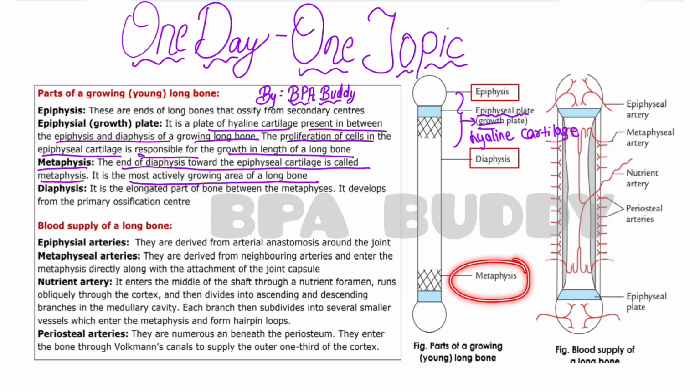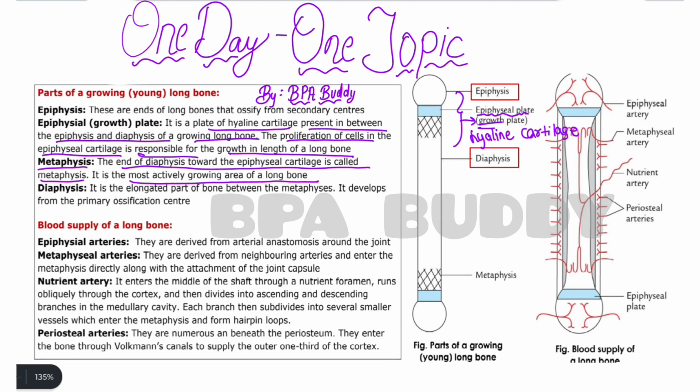So here is the metaphysis. It is the most actively growing area, and it is the end of the diaphysis. Diaphysis is the elongated part of bone.